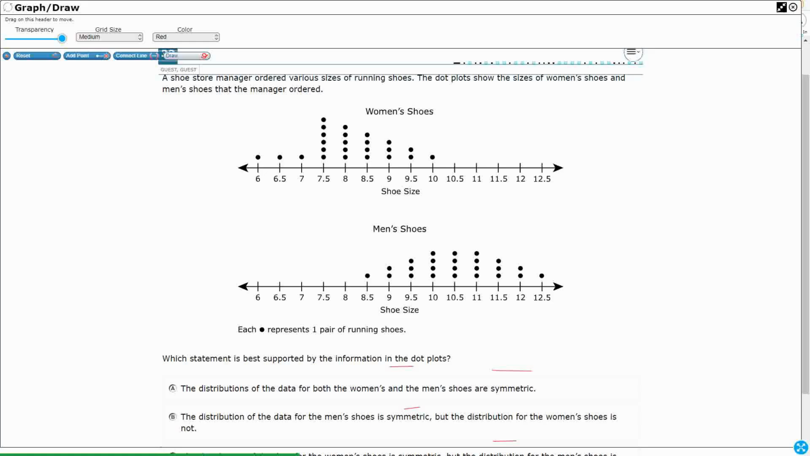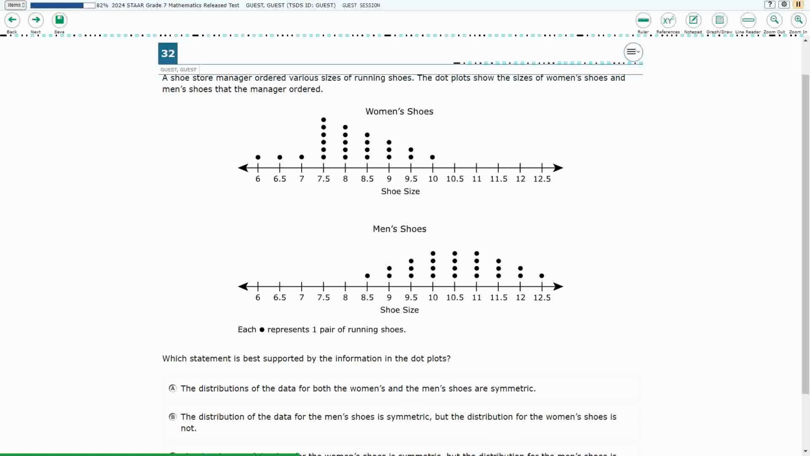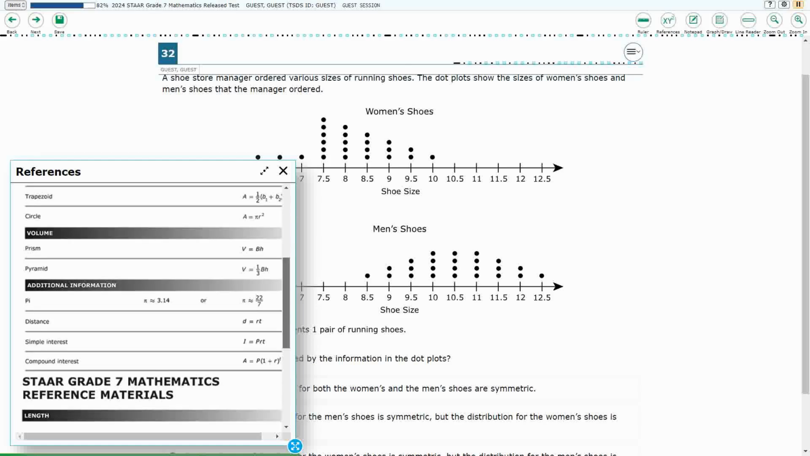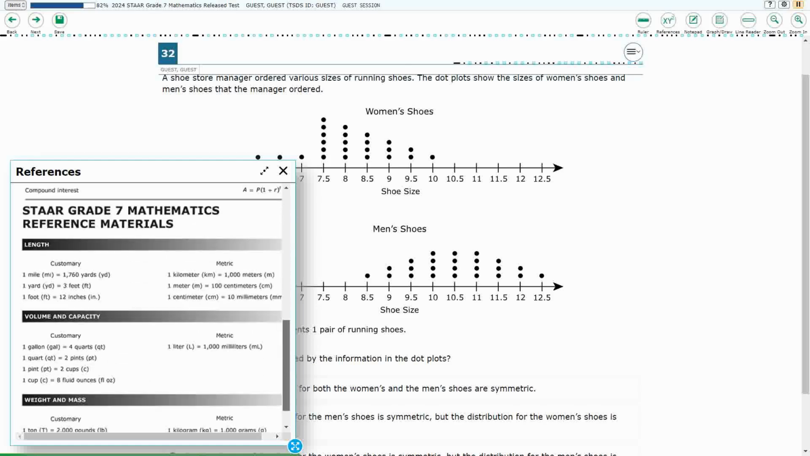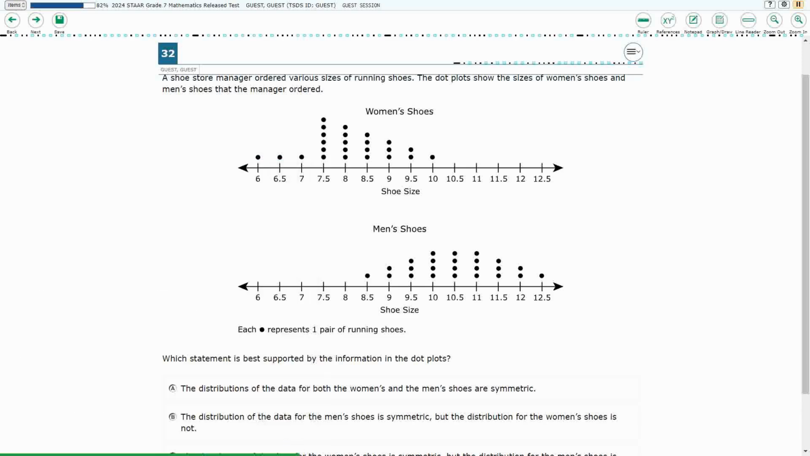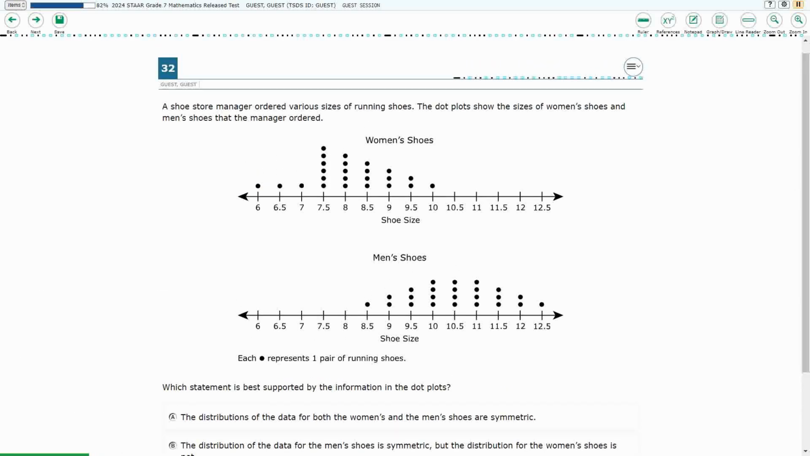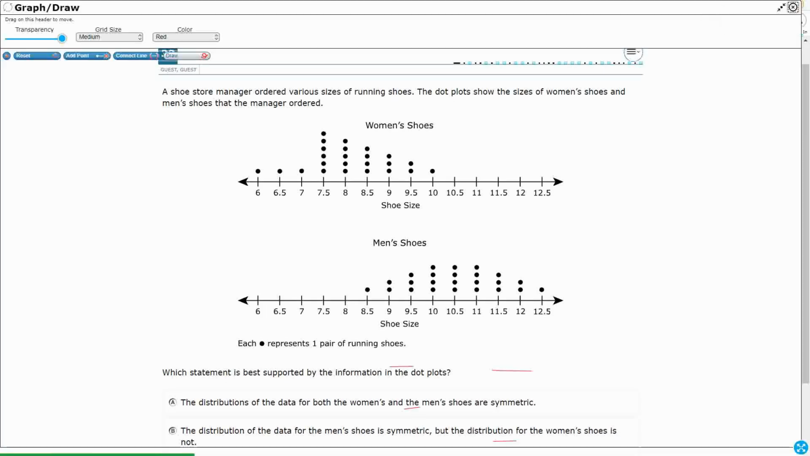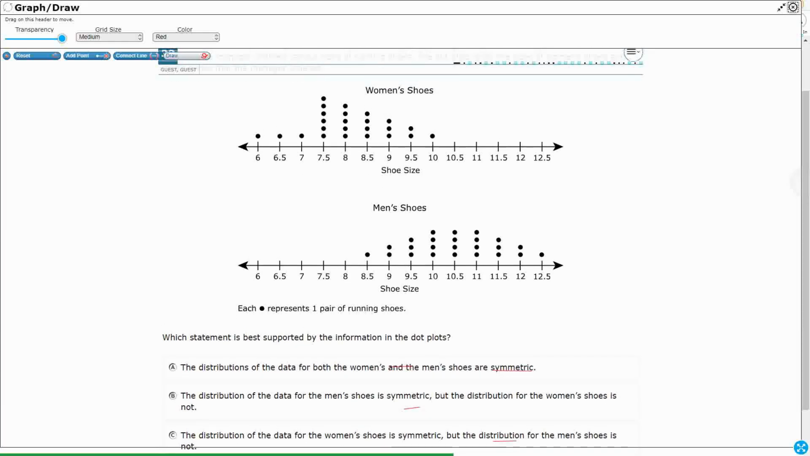So let's define terms, because if you look at the reference materials, unfortunately, that is not a term that we get a definition to. There's not going to be any type of reference material that we could use for that. There's no formulas or anything. So what does that term mean, symmetric? Because if we could figure out symmetric, we should be good.